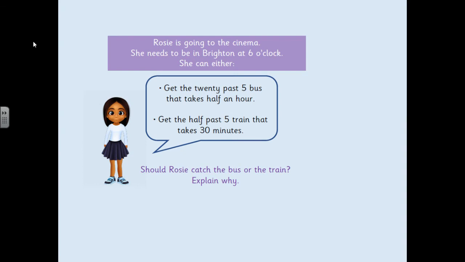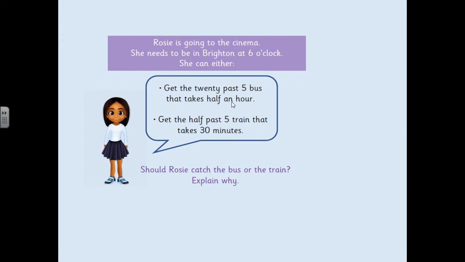Rosie is going to the cinema. She needs to be in Brighton at 6 o'clock. She can either get the 20 past 5 bus that takes half an hour or get the 5:30 train that takes 30 minutes. Now, should Rosie catch the bus or the train? So what you need to do is look at the times because she needs to be in Brighton at 6 o'clock. So have a look at it, which is the best way for her to get there. Is it the bus or the train?